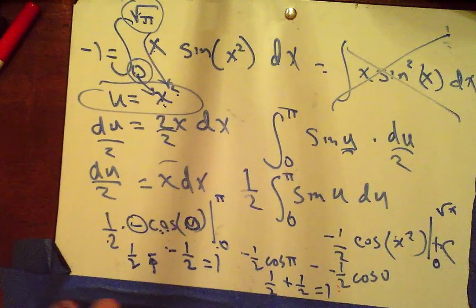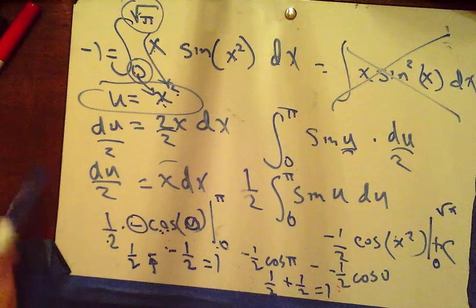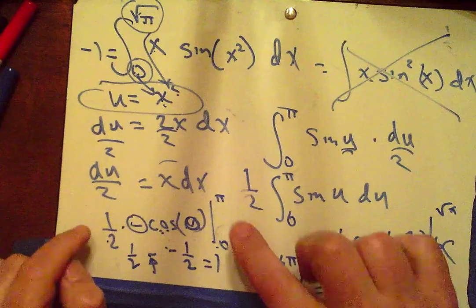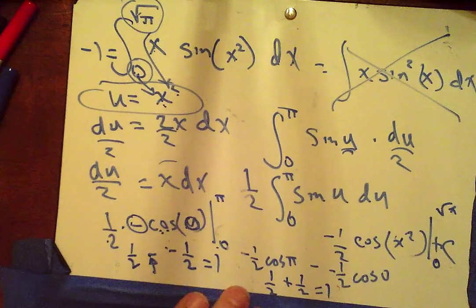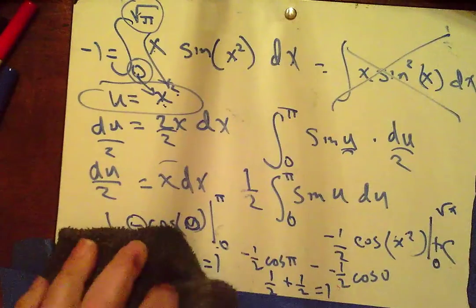So even though I said as preamble that this would be negative 1, and it's easier to plug in my u-bounds than my x-bounds, I, of course, then showed you that I'm a goofus. So, yeah, just be careful with FTC part 2.